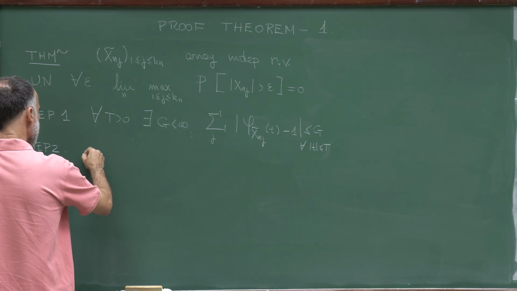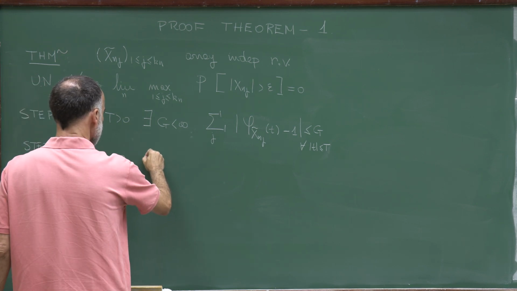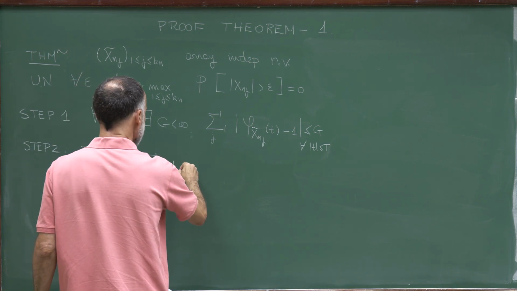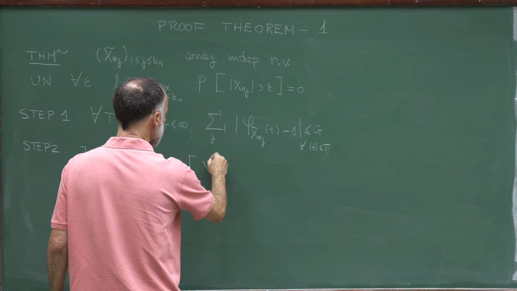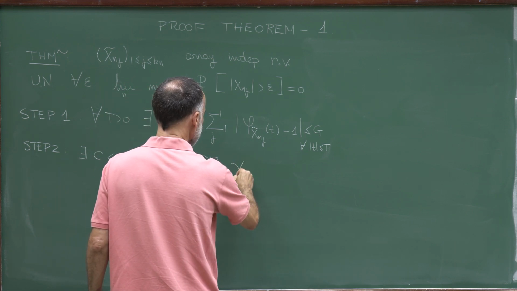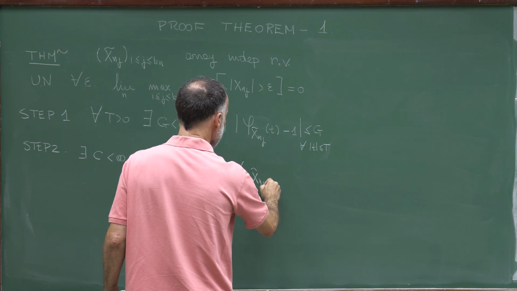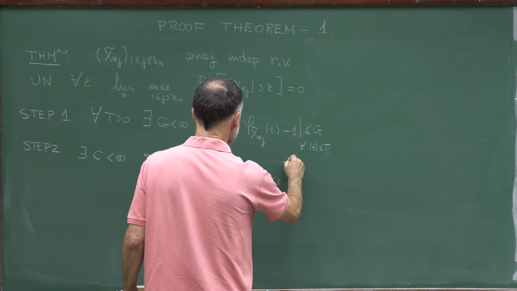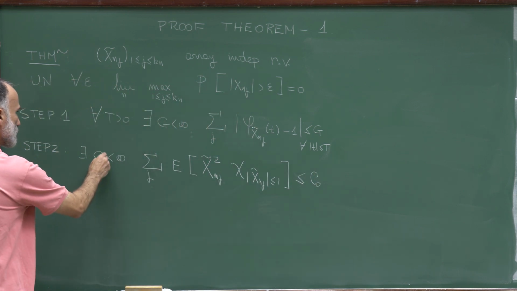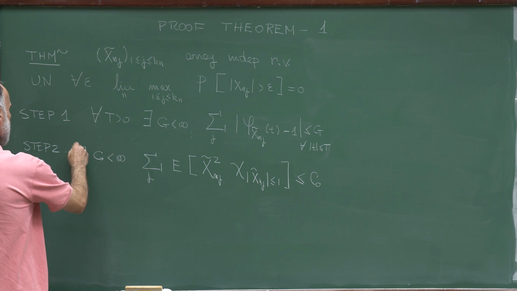The first one is that there exists a finite constant C0 such that the sum of the expectation of x̃_nj squared times the indicator function of the set that |x̃_nj| is bounded by 1, so that this is bounded by a constant C0. So there exists a C0 for which this is uniformly bounded by C0. So let's call that A.